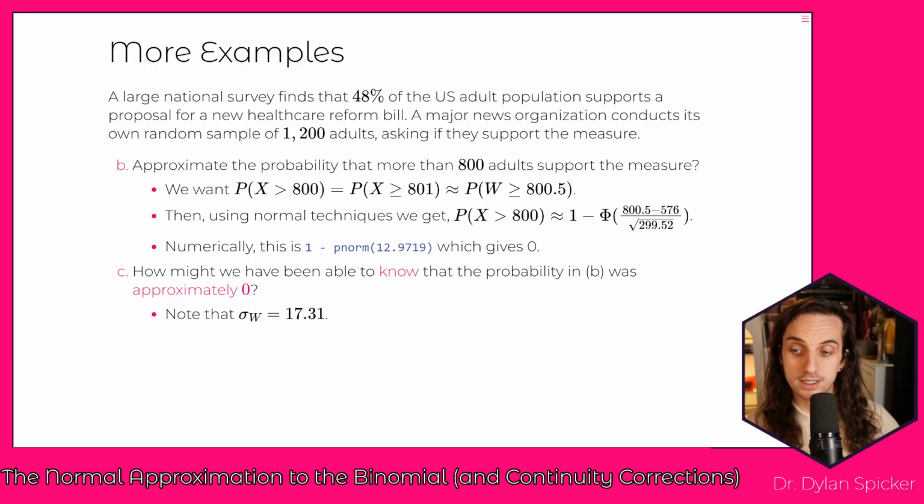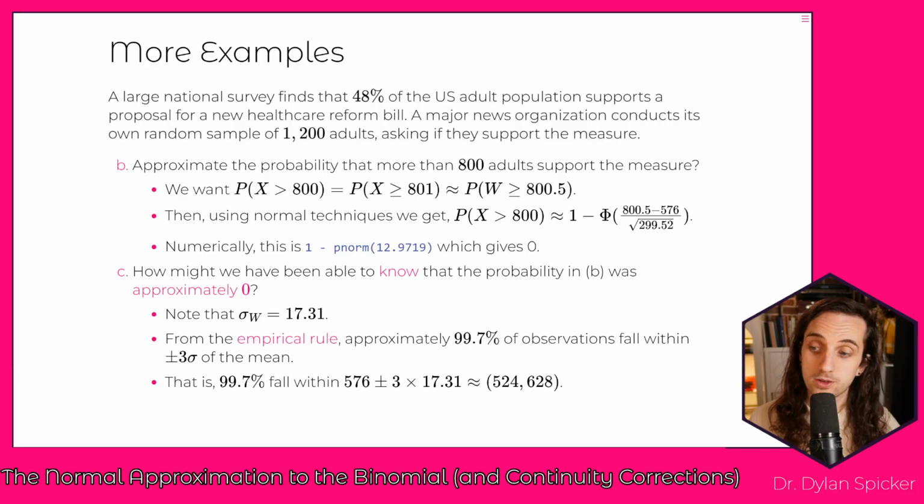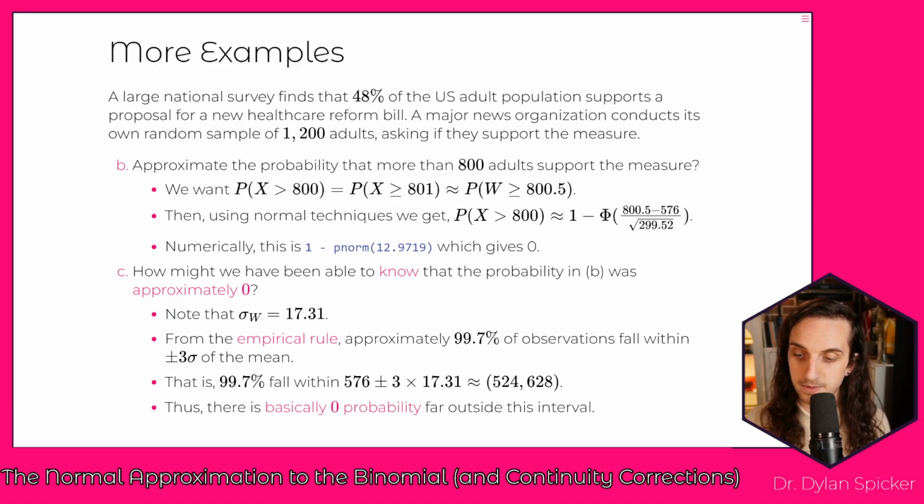Okay, so the standard deviation is 17.31. From the empirical rule, about 99.7% of observations fall within 3 standard deviations of the mean. So 99.7% are going to fall basically between 524 and 628. And even if you expand that out, even if you went from like 500 to 700, we're still well beyond this range. And so there's basically 0 probability that you fall outside of this interval.